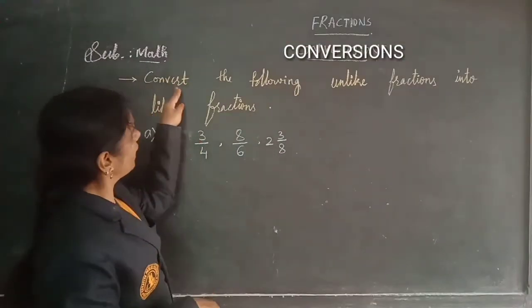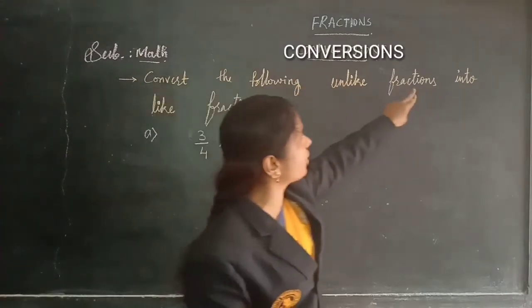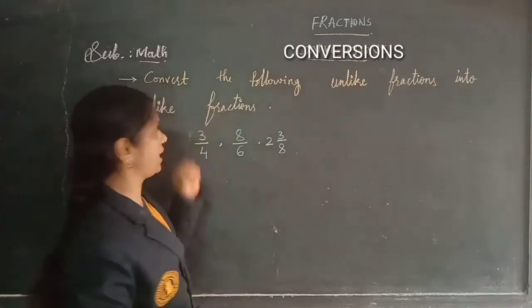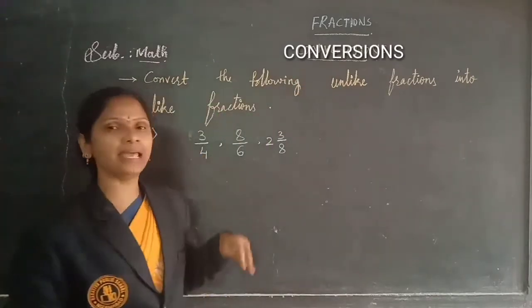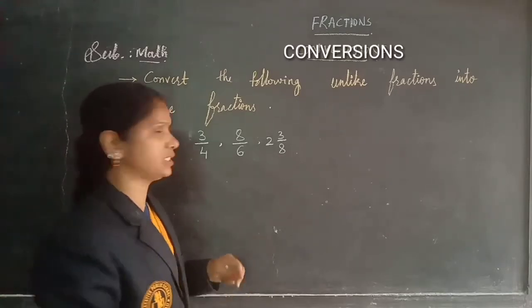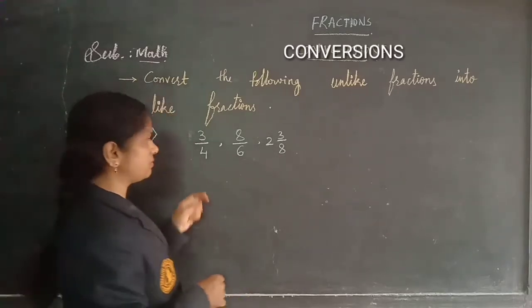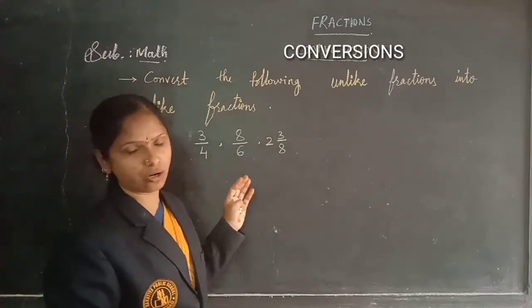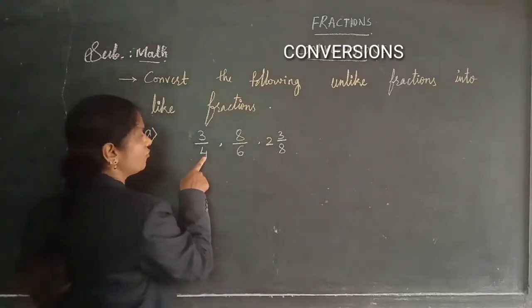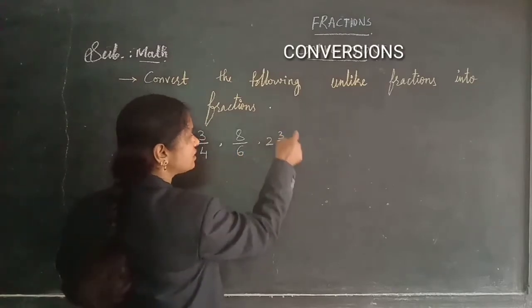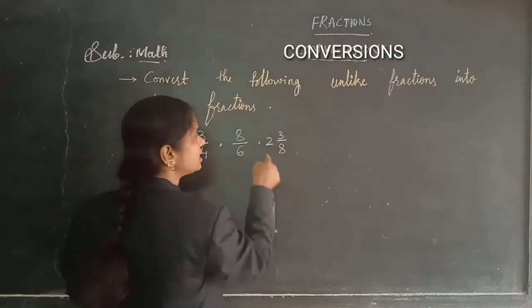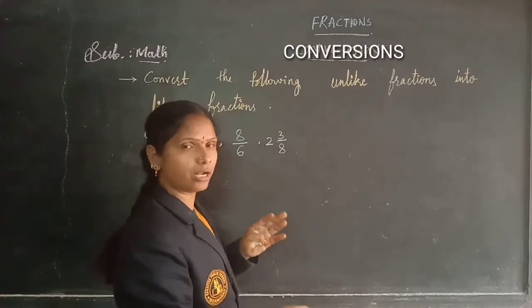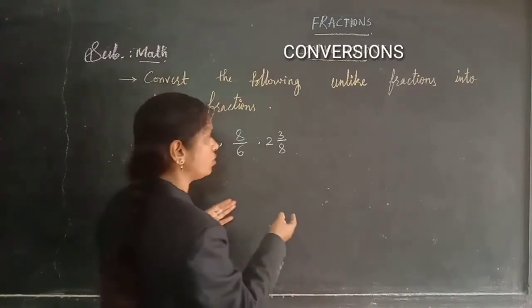Yes, in the next bit, convert the following unlike fractions into like fractions. We are converting the unlike fractions into like fractions, children. Unlike fractions means, before that, we need to check whether the given fractions are unlike or not. Here there is a mixed fraction, children. First you convert this mixed fraction into an improper fraction. I already told you in this running video how to convert.